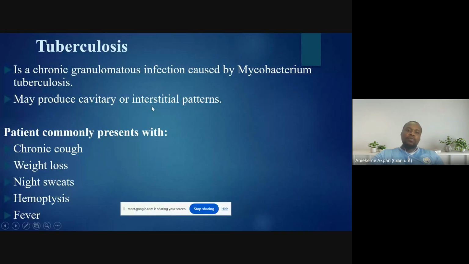Tuberculosis may also produce interstitial patterns, and we said interstitial patterns are patterns that have reticular nodular patterns, and they are mostly not associated with a bronchogram, different from alveolar patterns. Patient may present with chronic cough, weight loss, night sweats, hemoptysis, and fever.